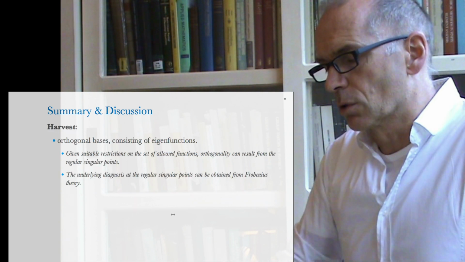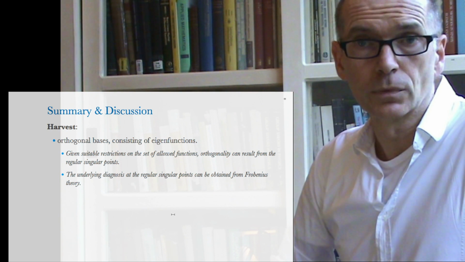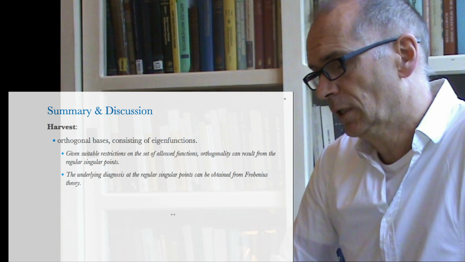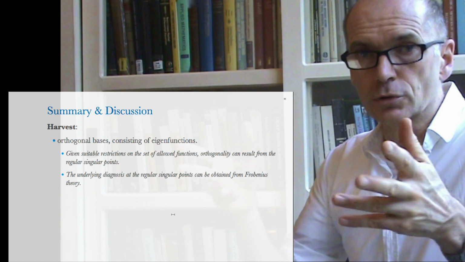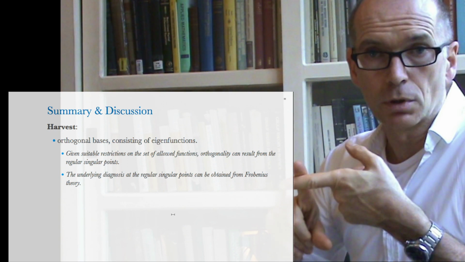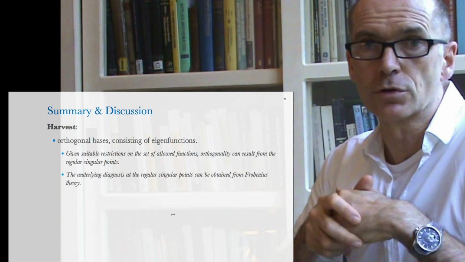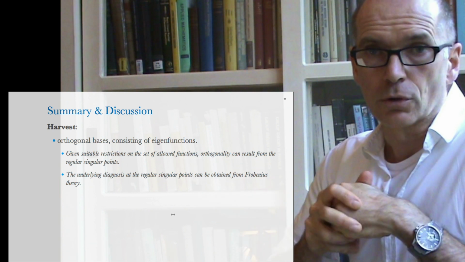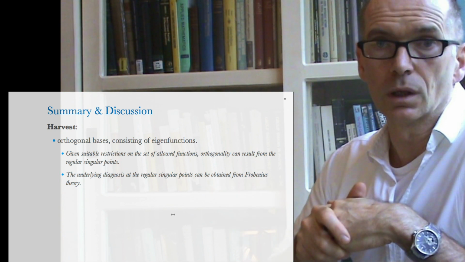Now the harvest is an orthogonal basis consisting of eigenfunctions. All of that is profitable. To have an orthogonal basis is very profitable because that makes it easy. To have a basis in the first place makes it possible to expand functions in terms of the basis functions. That the basis is orthogonal makes it easy. Then you can use the projection formula to calculate the coefficients.